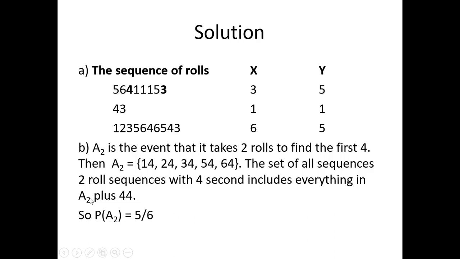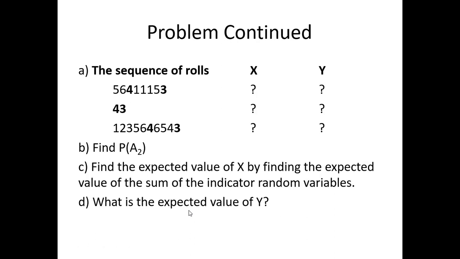One way to see this is the probability of A2 is going to be 5/6. There's 5 possibilities for the first digit out of 6, so we get 5/6. Okay, so that's the way I want you to think about this. That should help us for parts C and D.